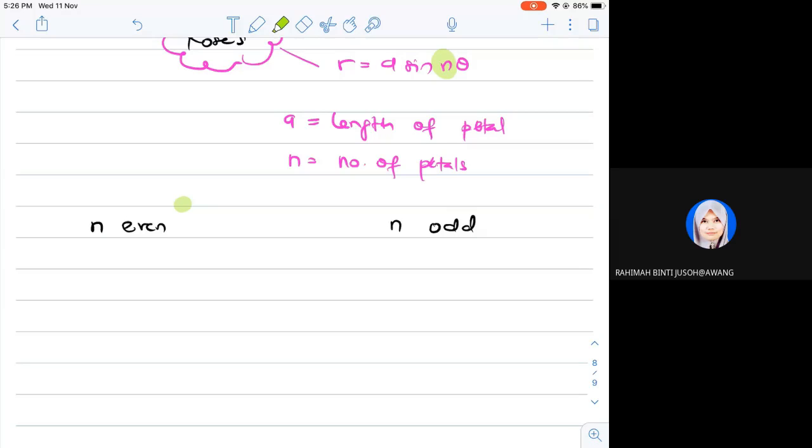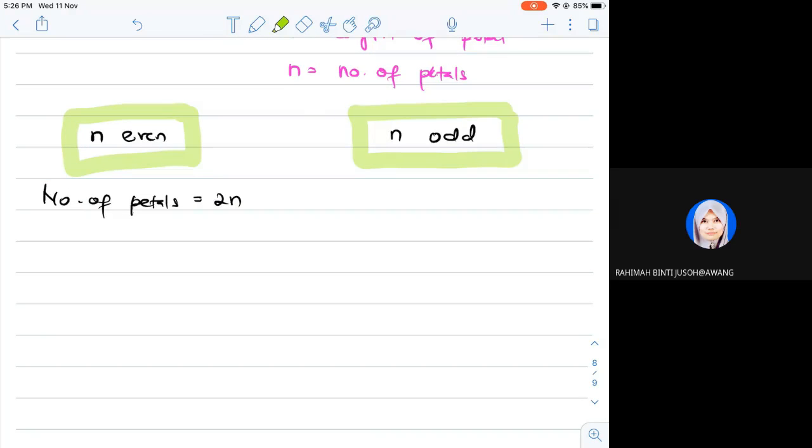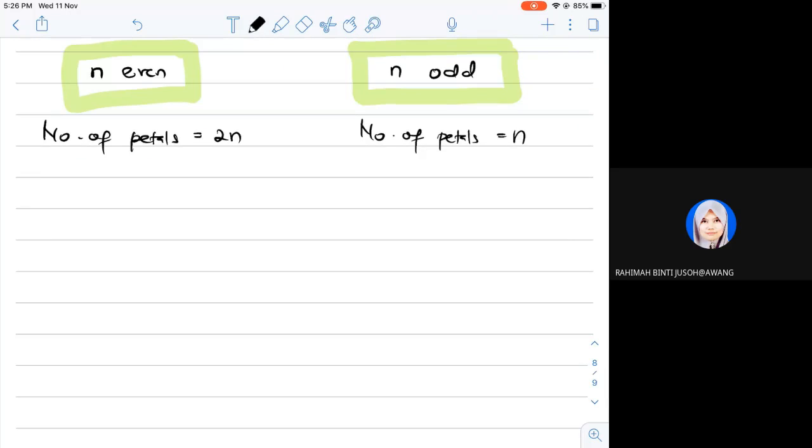If n is even, the number of petals should be 2n. You have to multiply by 2. But if your n is odd, an odd number, the number of petals should be just n. You don't need to multiply by 2.